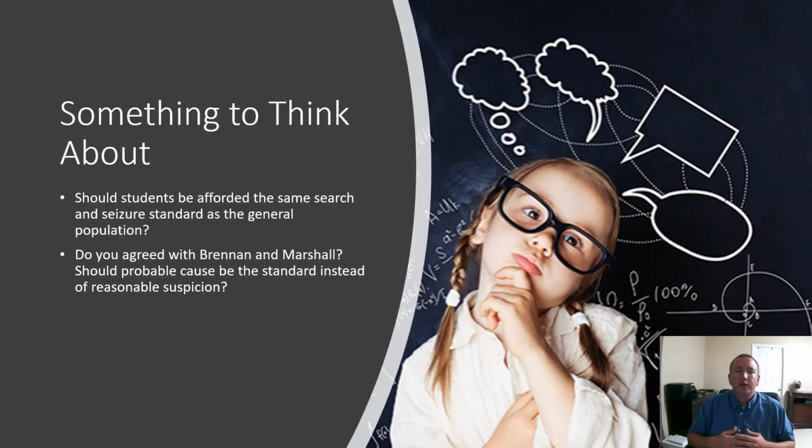So here's something to think about. Should students be afforded the same search and seizure standards as the general population? Or do you feel like Brennan and Marshall were onto something here? Should the standard for searching students be probable cause? Should there be some facts or circumstances that would lead somebody to believe that something is wrong or that they've committed a crime? Or should it just be some reasonable suspicion? I hope I was clear enough on the difference between the two. They really draw a fine line. It really depends on your perspective on what is probable cause, what's reasonable suspicion. But hopefully I was clear about that.